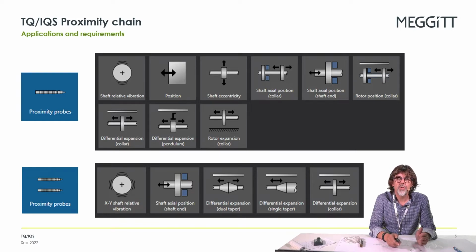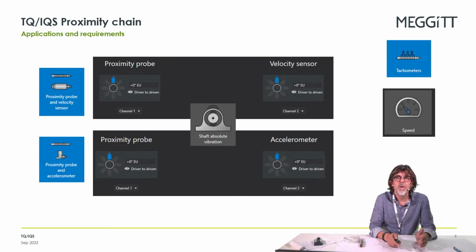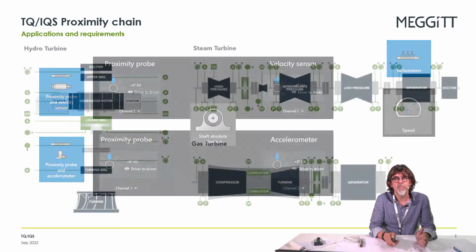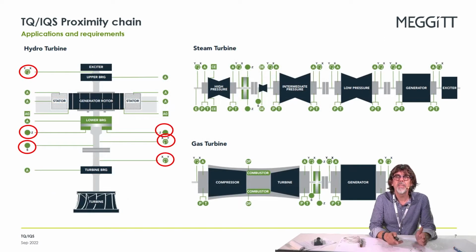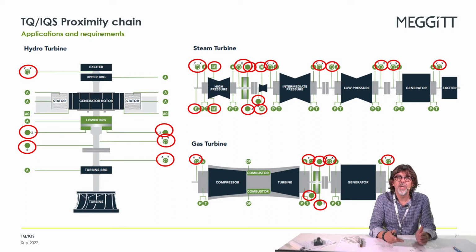You can also combine the information of two probes or combine them with other types of sensors to measure, for example, the absolute vibration of a shaft. Note as well that, of course, speed can also be measured with a proximity probe. In fact, TQ proximity probes are the preferred ones, given their simplicity and high reliability. They are present in many different places of the same machine, being it a hydroturbine, steam, or gas.